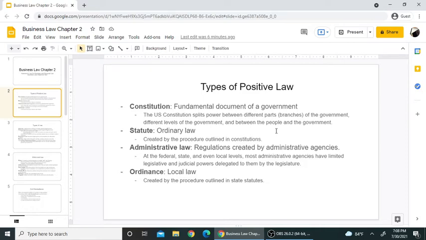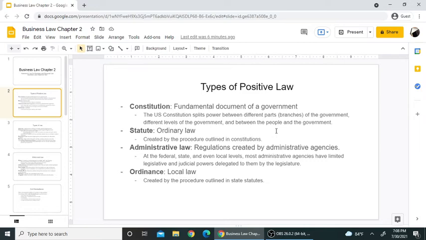Okay, so then we have administrative law. Administrative law consists mainly of regulations that are made by administrative agencies in the executive branch. Like, when you think of the various cabinet departments at the federal level, like Department of Homeland Security, Department of Justice, Department of Health and Human Services, Department of Energy, even some of the regulatory agencies like the Environmental Protection Agency and so forth.